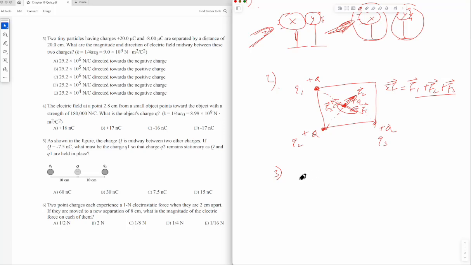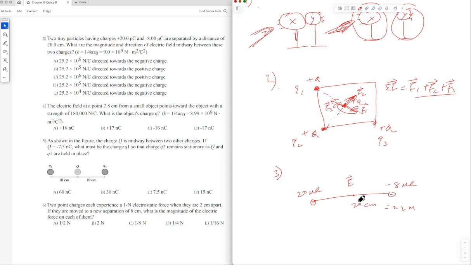Two tiny particles have charges 20 microcoulomb and negative 8 microcoulomb and are separated by a distance of 20 centimeters. So here, assume this is the 20 microcoulomb and this is the negative 8 microcoulomb. 20 centimeters is equal to 0.2 meter. What are the magnitude and the direction of the electric field midway between those two charges? So midway is here.